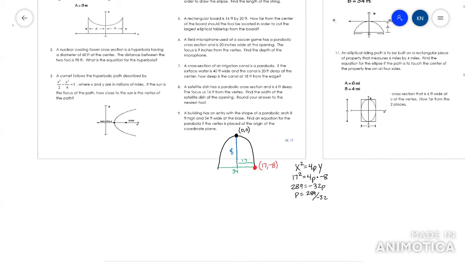All right, so your equation is going to be x squared equals 4 times your p-value, which we just found, 289 over -32 times y. And then I would just simplify it a little bit. X squared equals, I'd multiply this out. I'd probably keep it as fractions. So it'd be -289 over 8 and then y. This would be my answer.